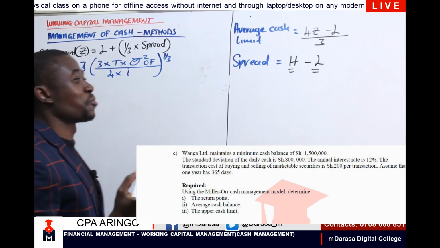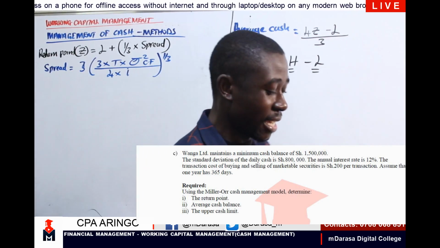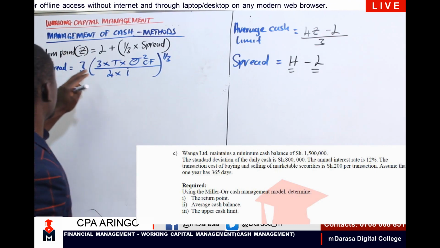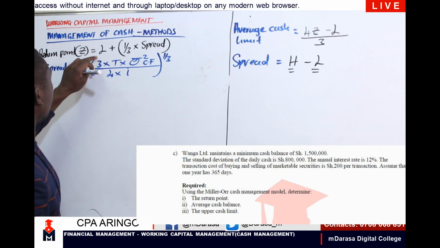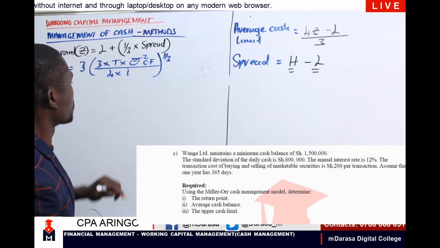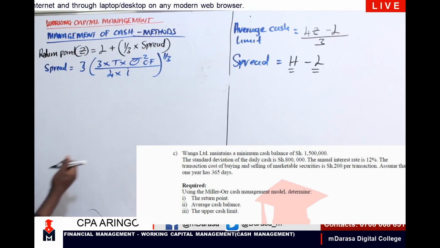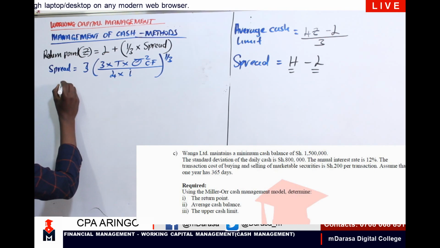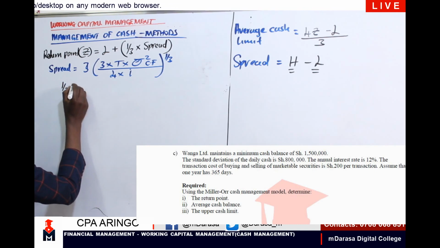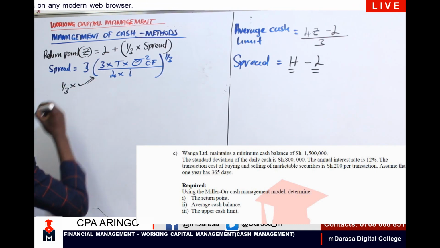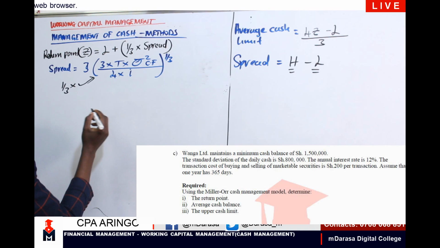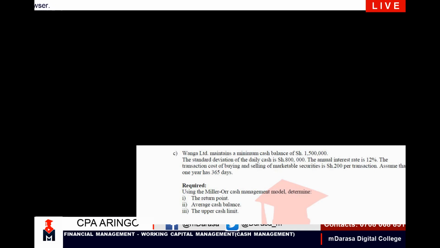So this is what I want us to agree, my good student, and you'll clearly see how this will come about. We say that a return point will be L plus a third of spread. Can we agree that if I take a third times my spread, we will be having this case?